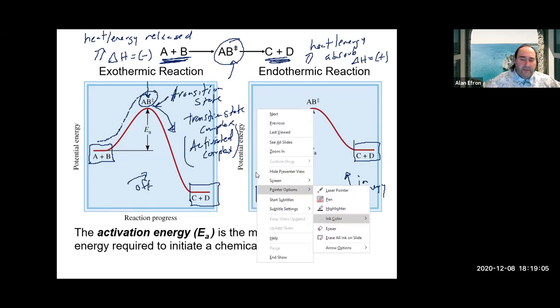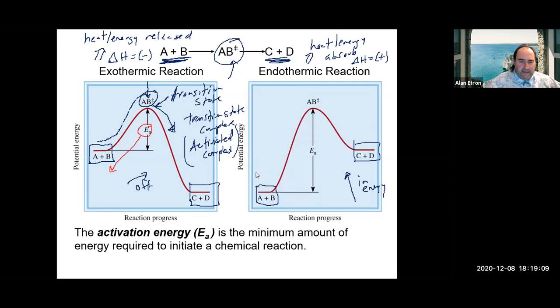And this hill is what is known as the activation energy, E of A. This is the activation energy. And really, the activation energy, as it says on the bottom there, is the minimum amount of energy for a chemical reaction to take place. It is, as you can see in these graphs here, the hill that the reactants have to climb in terms of energy to get to the other side.